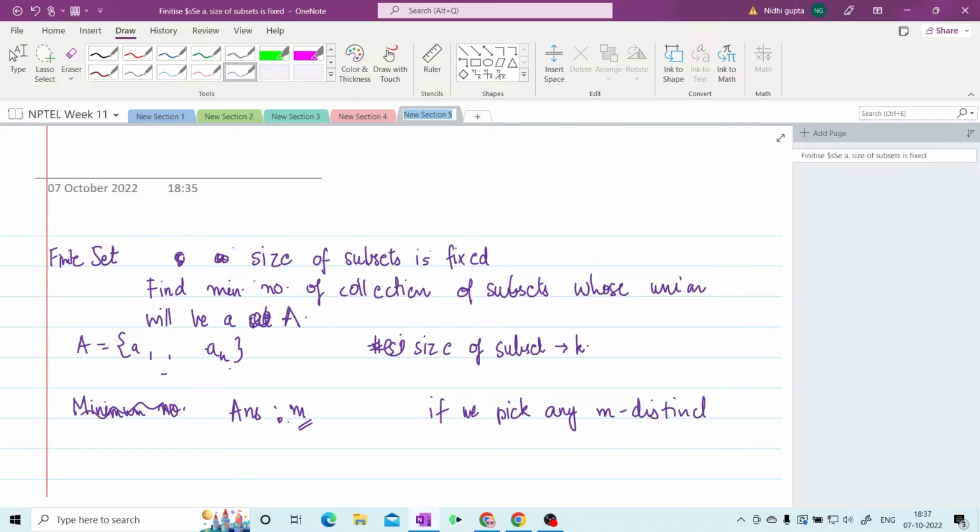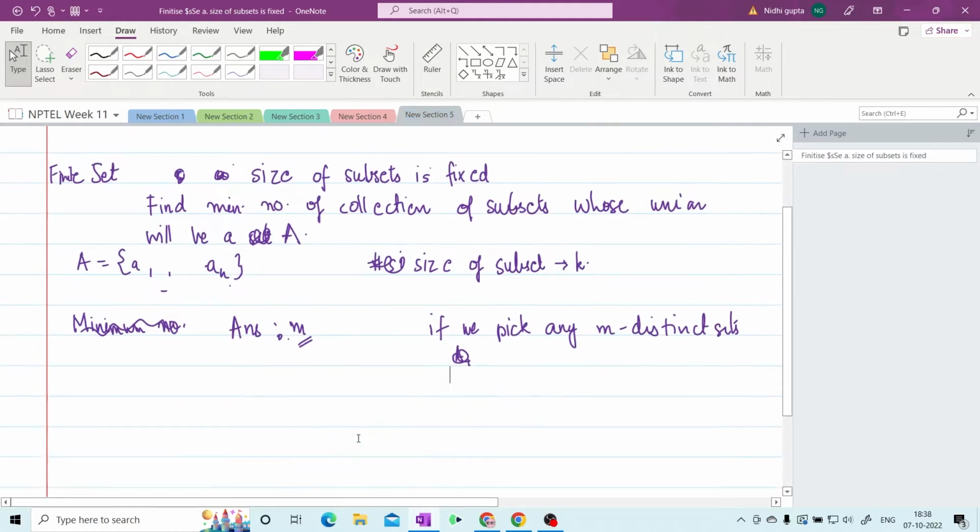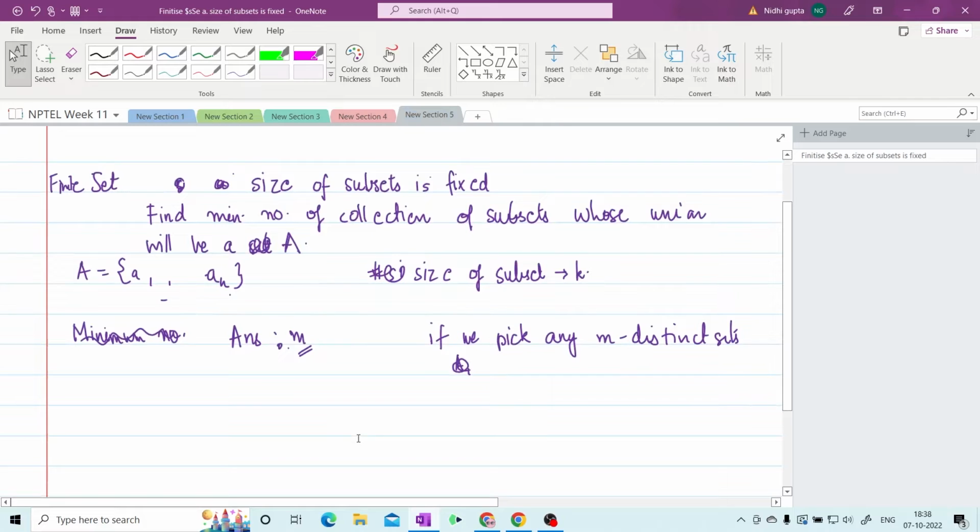Then their union should be the whole set, right? Whole set, yes, ma'am. If we pick any m distinct sets, by minimum number you mean that if the answer is m, then any collection of k subsets with size m will be true? It should be true for all these collections of the size m, not just one collection. Yes, ma'am. Okay, let's see how we'll do this.